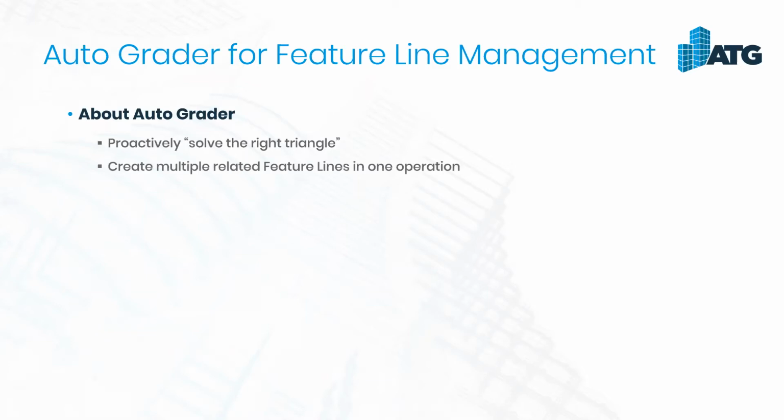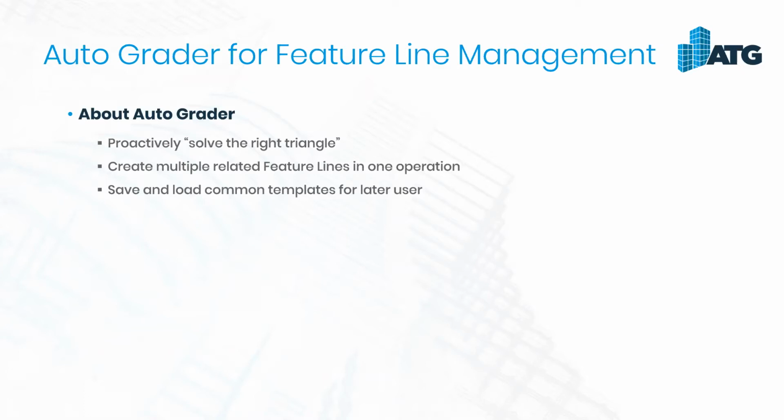The tool is going to create multiple feature lines in one operation, and they're going to be related to each other. Also, we have the ability to save and load these templates of solving the right triangle for later use. So if I'm always going to be using the same geometry of a curb or the same typical geometry for a detention basin, I don't have to re-step offset those for every unique project. I can just load that in the next time I need to execute on that particular piece of geometry.